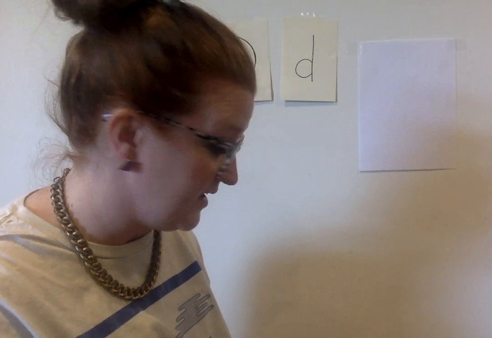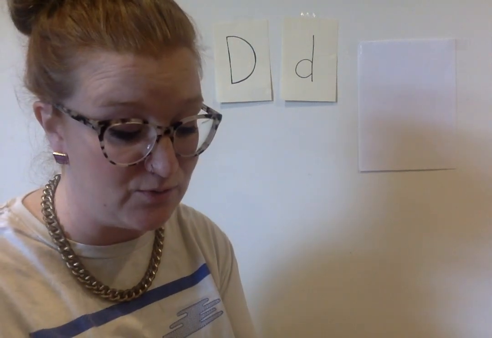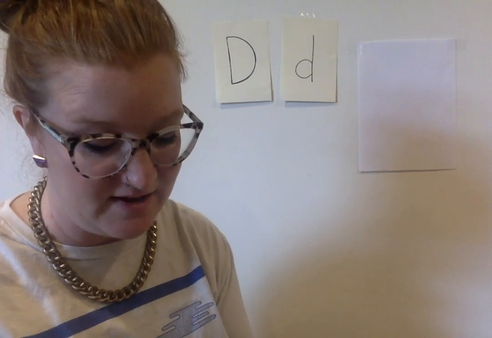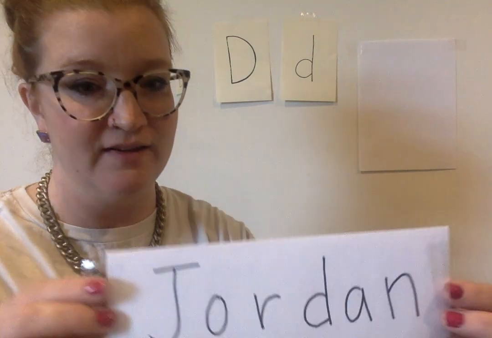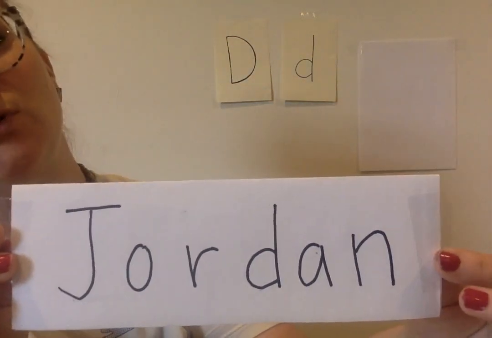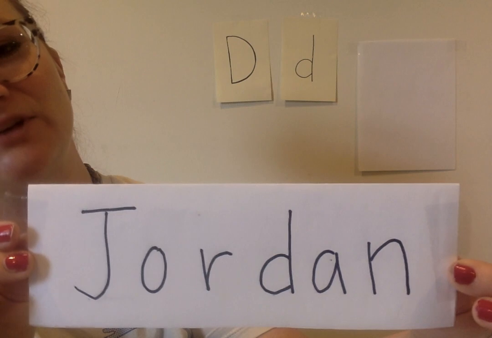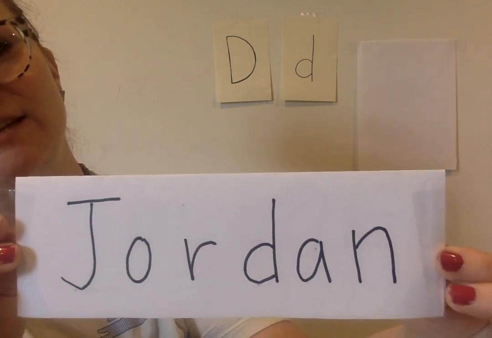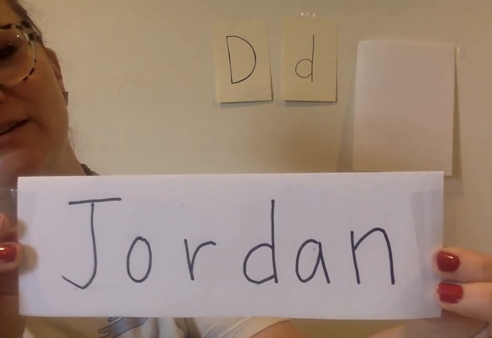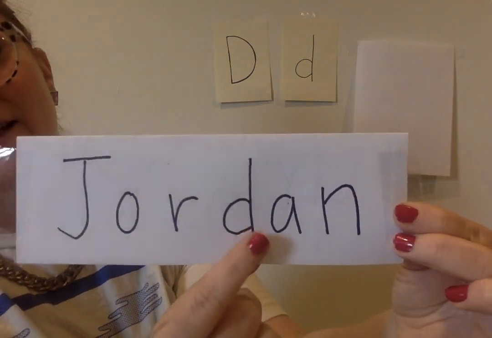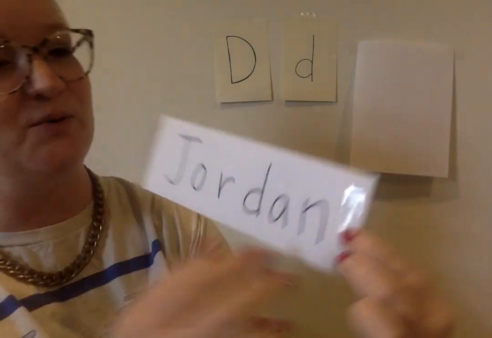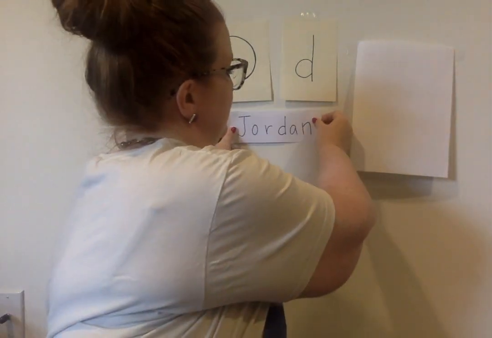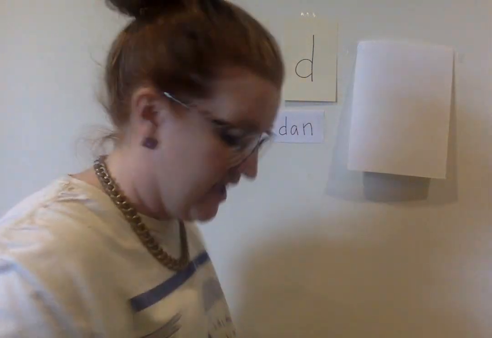Very good, guys. So I have some names here, and I want to see if you can find letter D in these names. The first name we have, that's right, we have Jordan. Jordan is in the Precious Jewels class. Can you find the D in Jordan's name? Look closely. That's right, it's right here. He has a lowercase d in his name. So we're going to put him right under the letters we have on the wall.